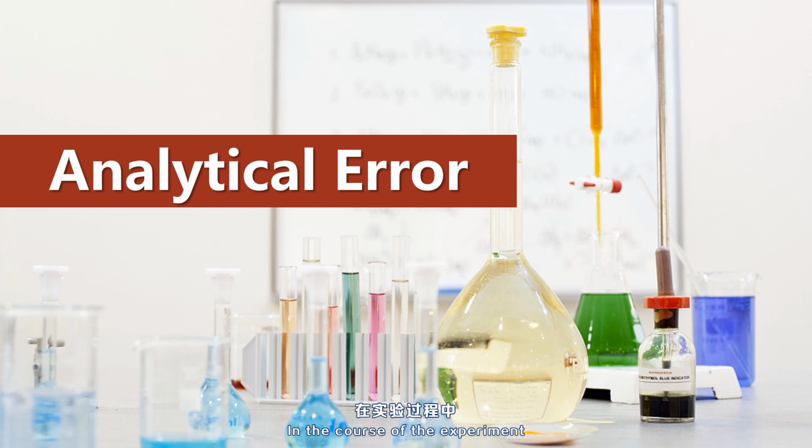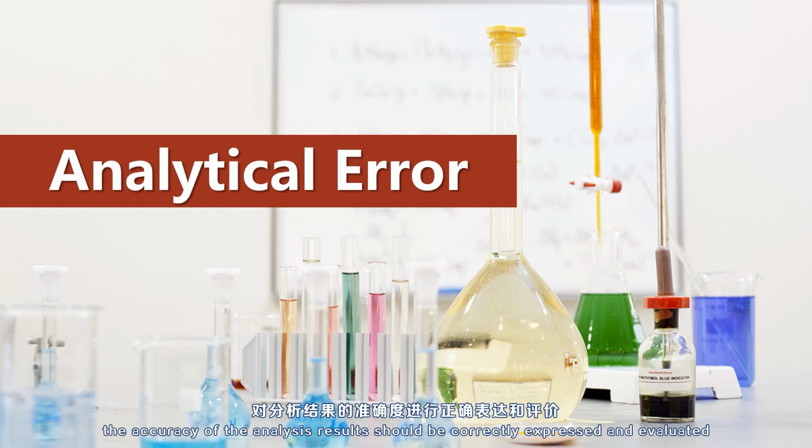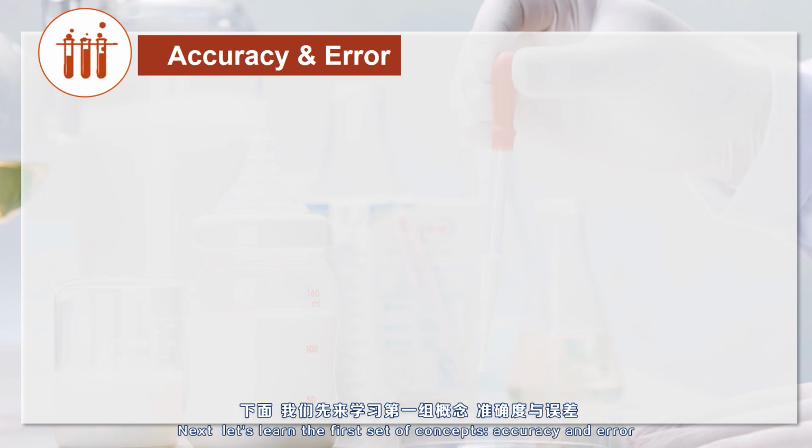In the course of experiment, we must understand the causes and rules of the error, so as to take actions to improve the accuracy of analysis results. At the same time, the accuracy of analysis results should be correctly expressed and evaluated. Let's learn the first set of concepts: accuracy and error.